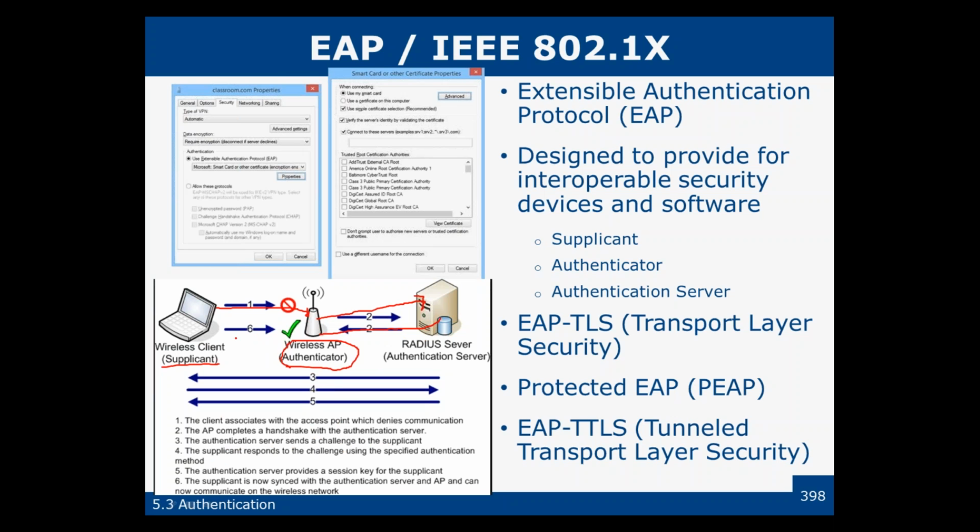We send the challenge, the supplicant responds, and then we'd have a yes, yay, or a nay. The authentication provides the session key, and then we have access to the access point. Much more secure than the other methods, particularly more secure than a pre-shared key.